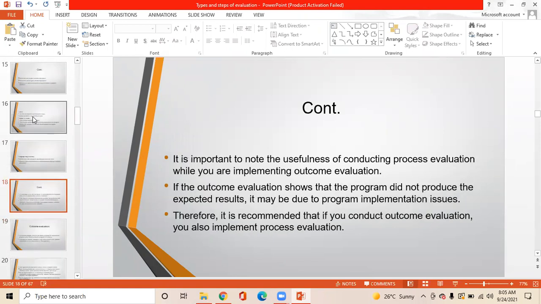It is important to note the usefulness of conducting a process evaluation while you are implementing outcome evaluation. If outcome evaluation shows that the program did not produce the expected result, it may be due to implementation issues. Therefore, it is recommended that if you conduct outcome evaluation, you also implement process evaluation.